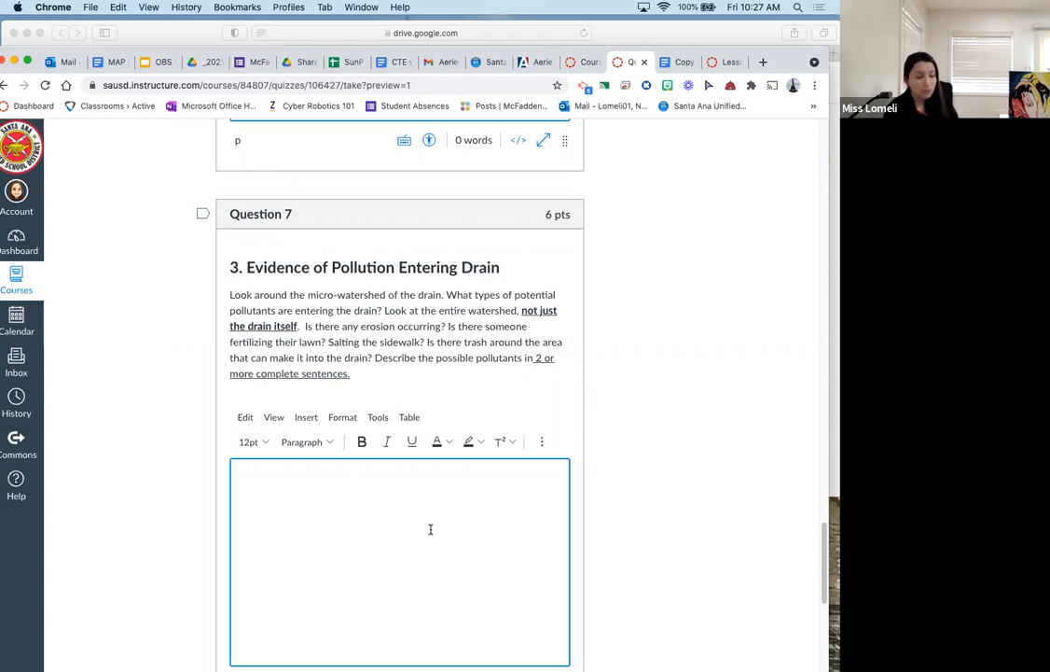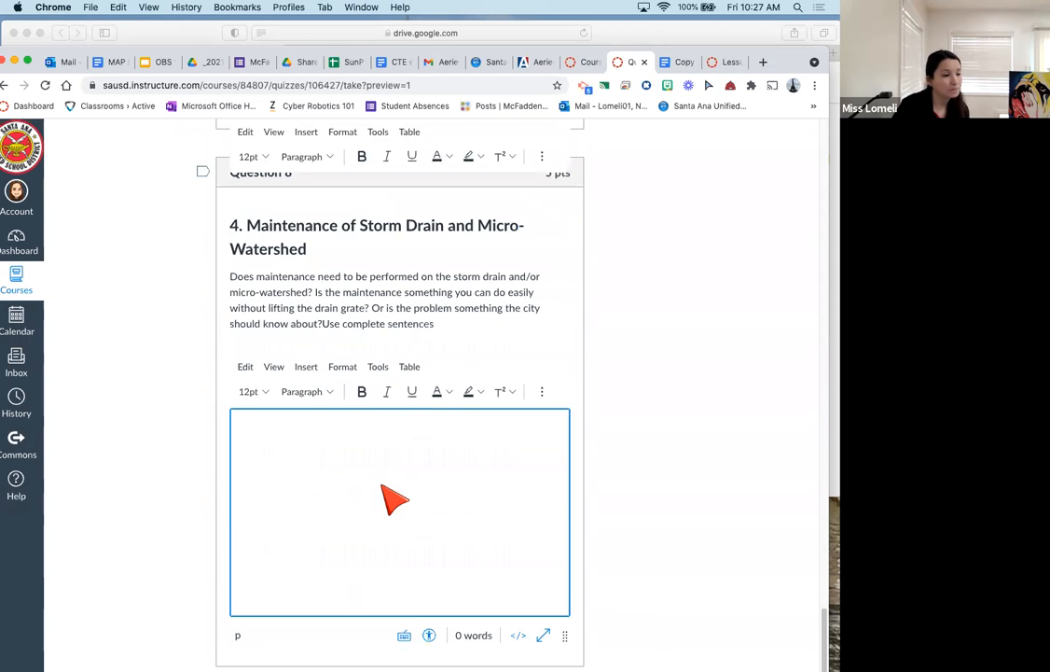Describe the possible pollutants in 2 or more complete sentences. So here we're looking for potential pollutants. Some of you already looked at that in Monday's observation.